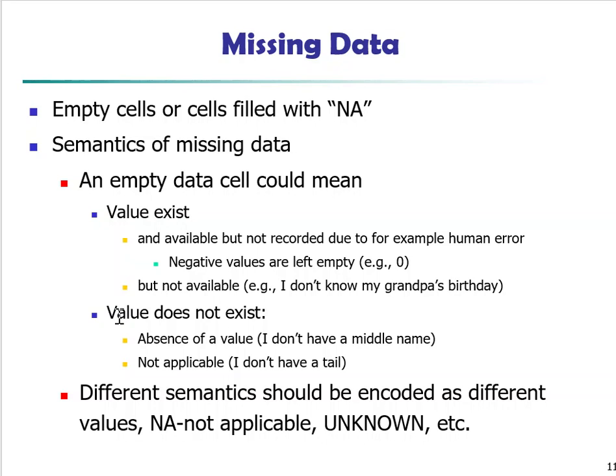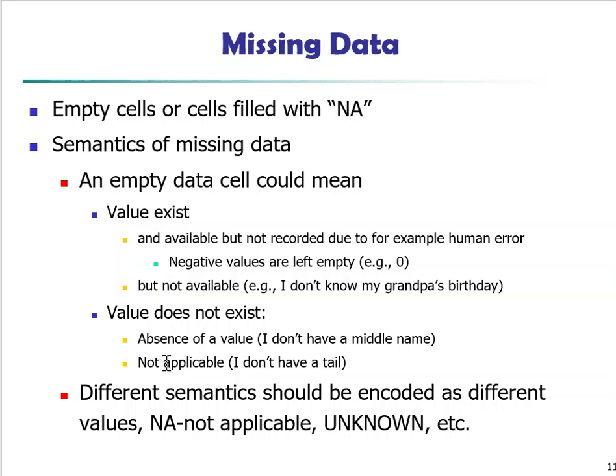In other cases, the value itself may not exist. For example, I don't have a middle name, therefore my middle name box has to be blank. In other cases, it's simply not applicable. If you give me a form to measure tail length, I don't have a tail, therefore I cannot measure the length of the tail for you. So those are at least 4 different semantics that the empty data cell could carry.